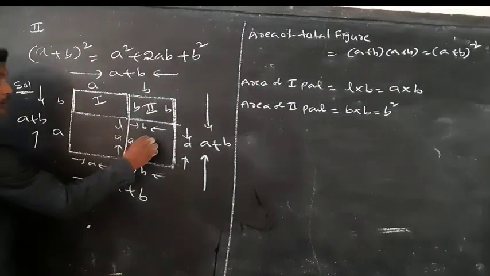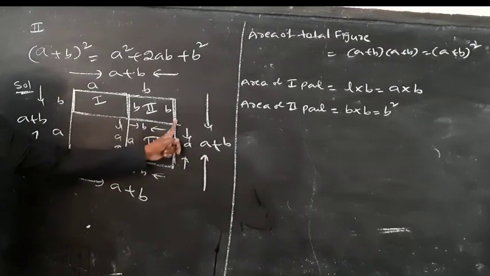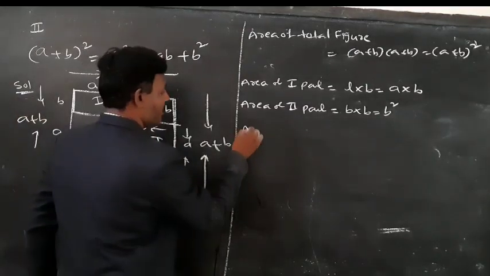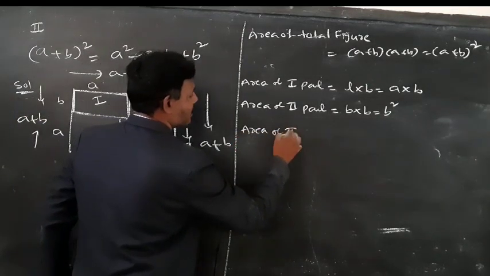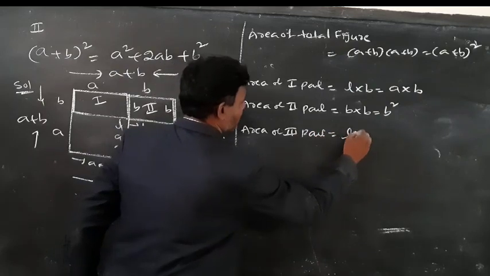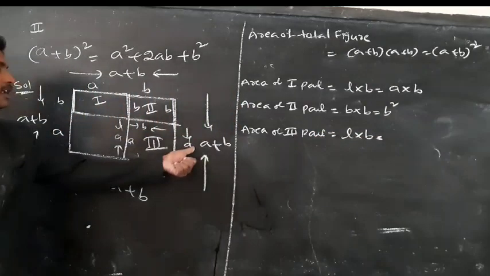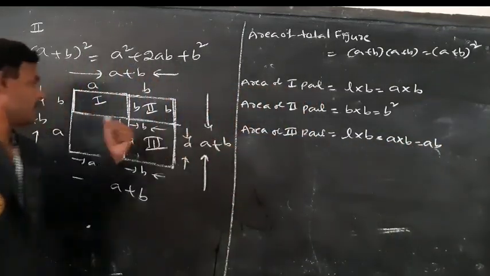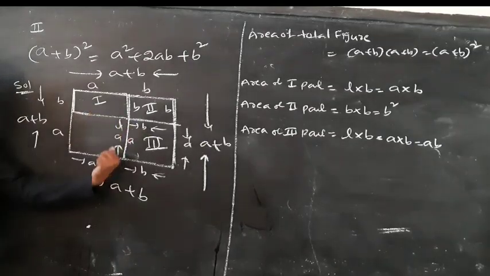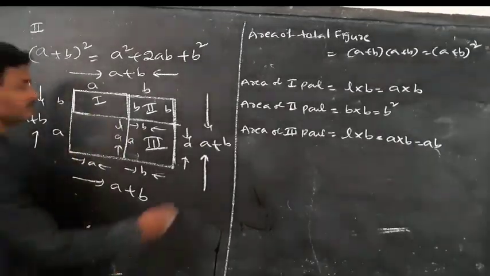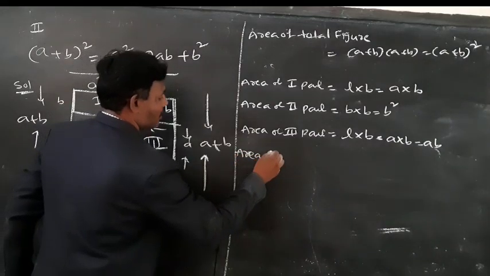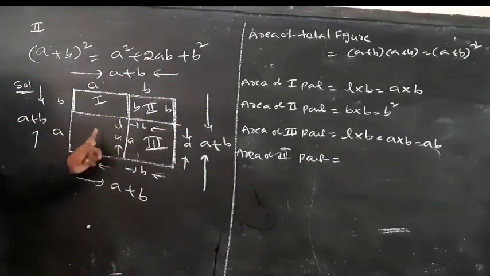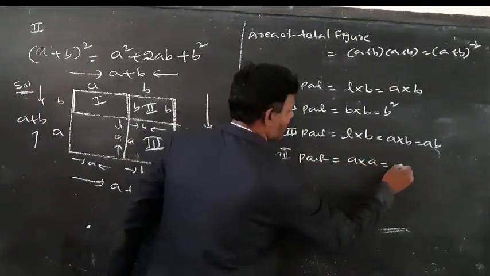Similarly, now I am moving to the third part. What is the third part? It is a rectangle with length A and breadth B. Area of the third part is equal to length into breadth. What is the length here? A into B is equal to AB. Now I am moving to the fourth part. What is the fourth part here? A square with side A units. Area of the fourth part: it is a square with side A units. So it is A into A is equal to A square.